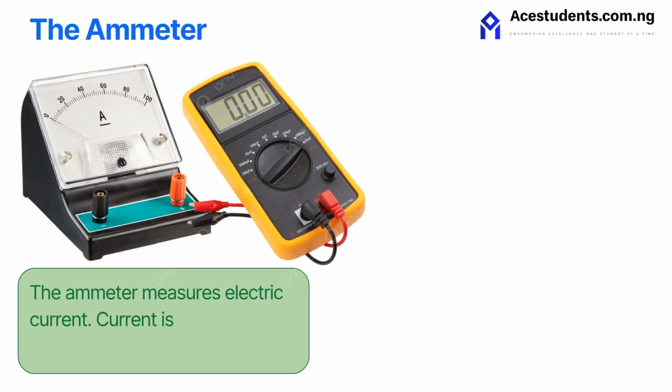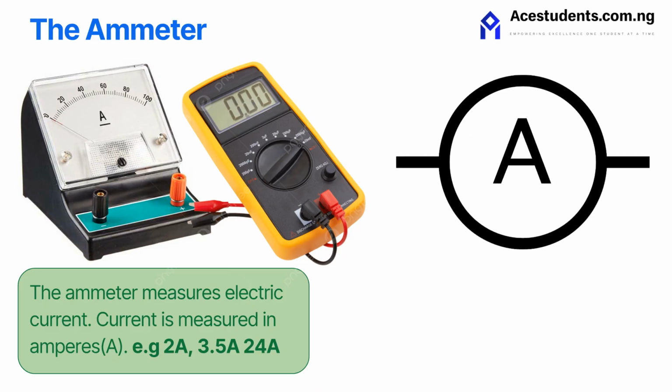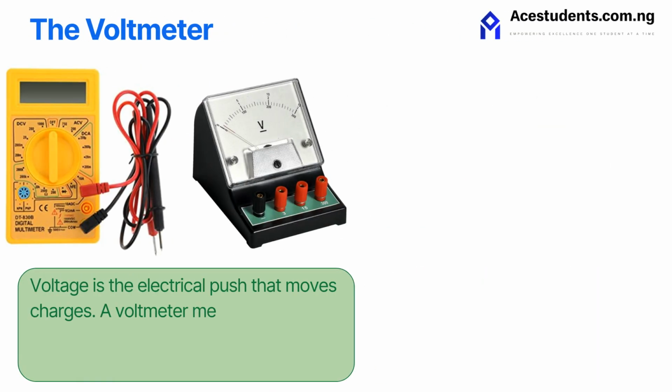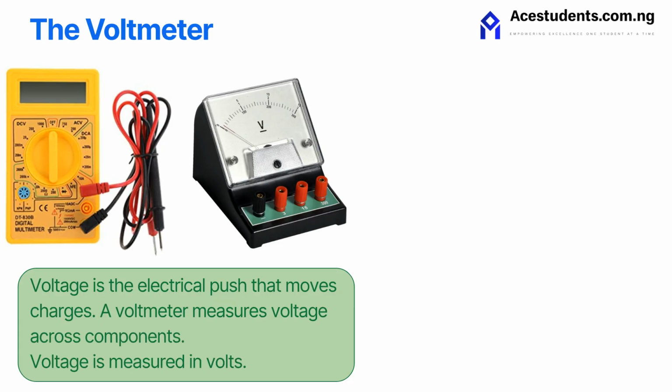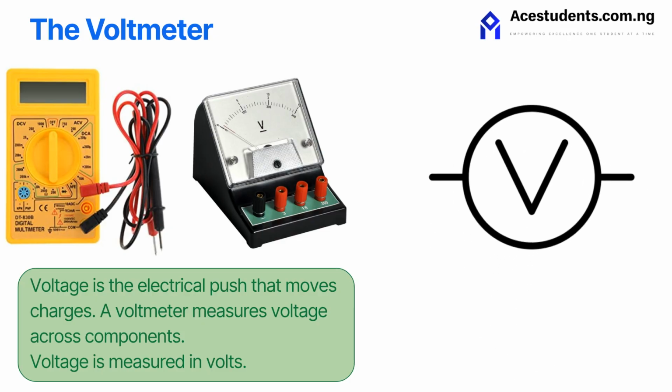The ammeter measures electric current in amperes, or A. The symbol is a circle with a capital A inside. The voltmeter measures voltage, which is the electrical push that moves charges. Voltage is measured in volts, and the symbol is a circle with a capital V inside.